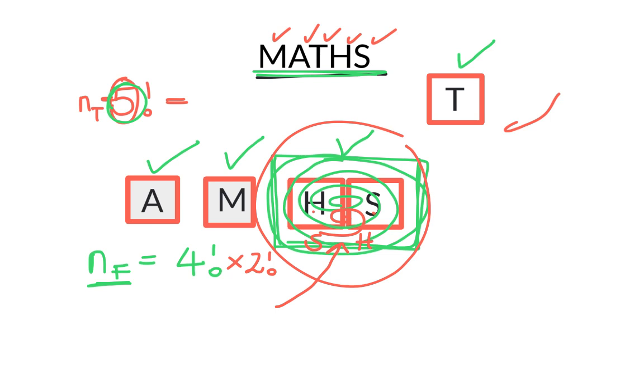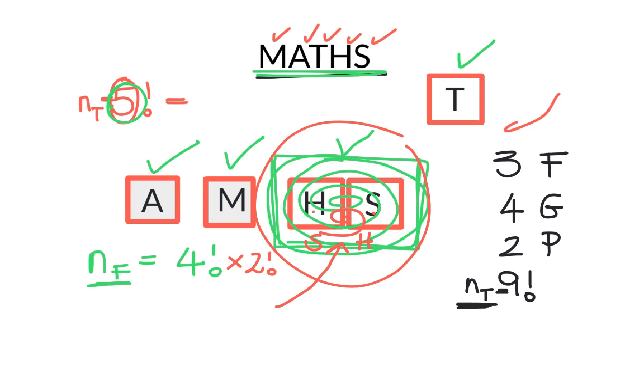Think about the textbook example that you probably did in class. There were 3 French books, there were 4 German books, and let's say we've got 2 Portuguese books that we have to arrange on the shelf. In how many ways can we arrange all of them in total? Well, in total, I have 9 different objects. So I can arrange them in 9 factorial ways in total.